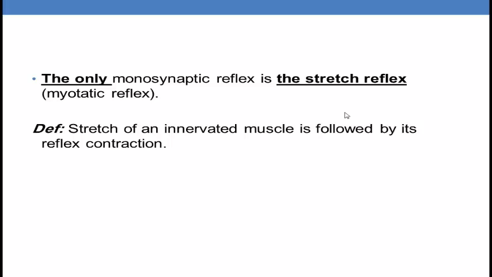This reflex means that stretch of an innervated muscle is followed by its reflex contraction. So the stimulus here is stretch of the muscle, and it must be innervated, otherwise the reflex arc will be interrupted. So the stimulus is stretch, and the response is reflex contraction of the previously stretched muscle, provided that it is innervated.